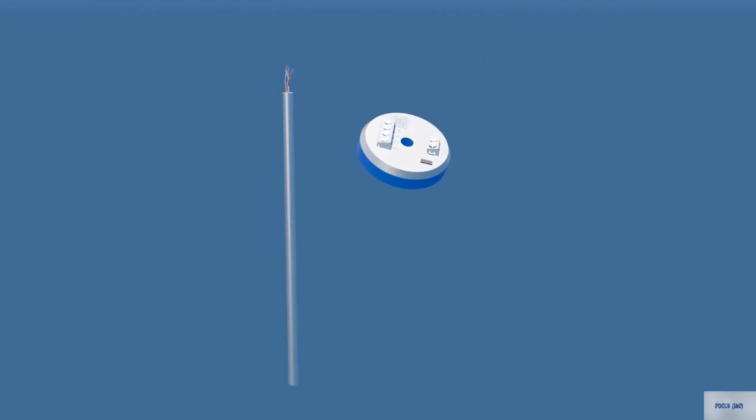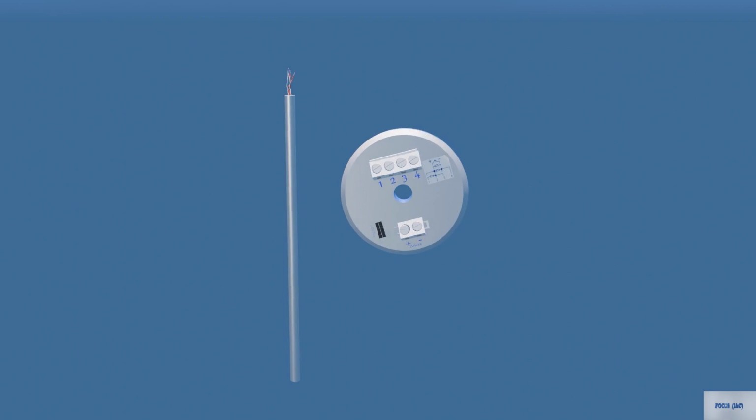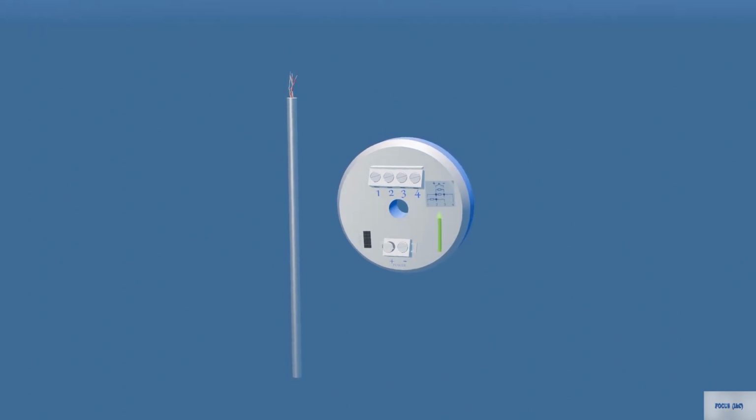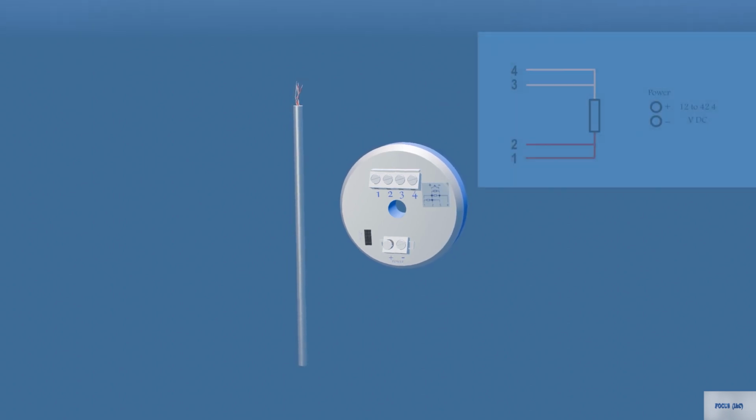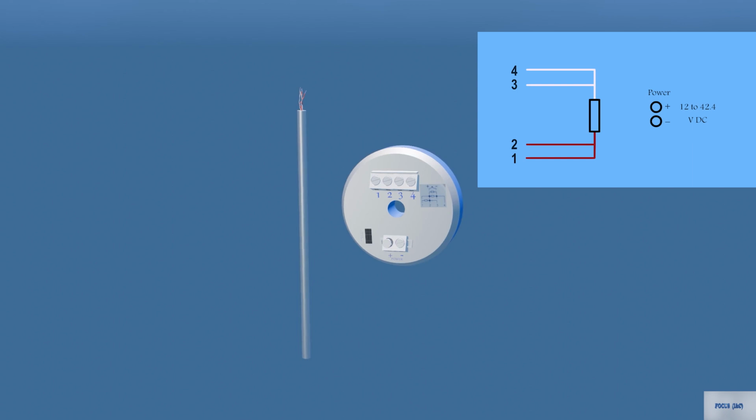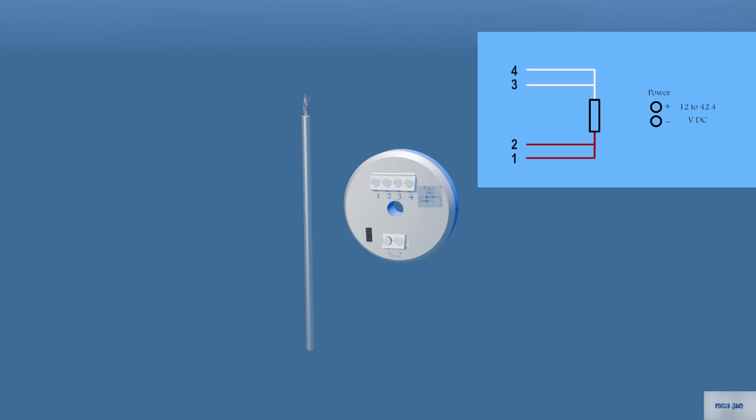The sensor wiring diagram is typically located on the device. In this temperature transmitter, terminals 1, 2, 3, and 4 are designated for sensor inputs. The 4-wire RTD includes 2 white wires and 2 red wires.